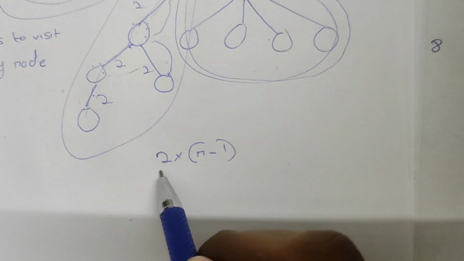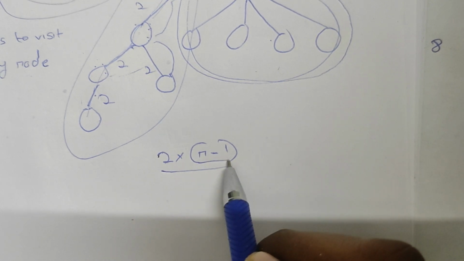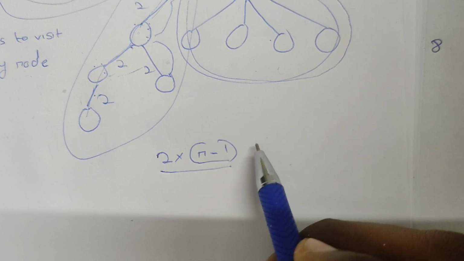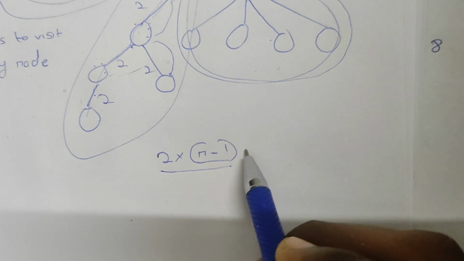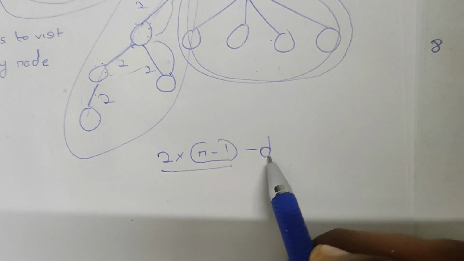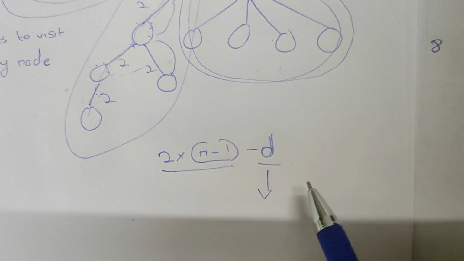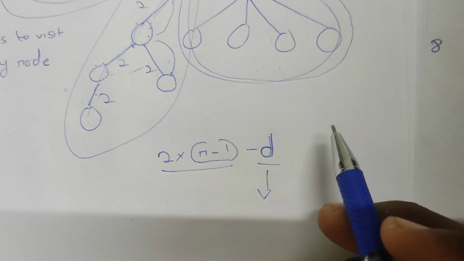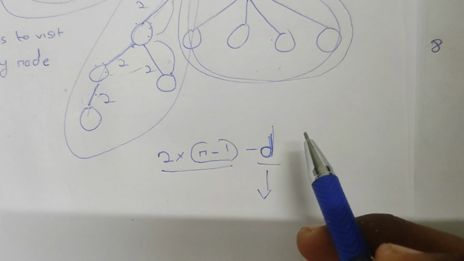So our earlier assumption was that we have to visit every edge twice. n-1 is the number of edges we are visiting twice. But the edges that we visit at the end, we don't have to visit twice. We only have to visit them once. So we will subtract the edges that we visit at the end, and we will try to maximize this d. If we maximize this d, this number of operations will reduce, right? So we will try to maximize this d.